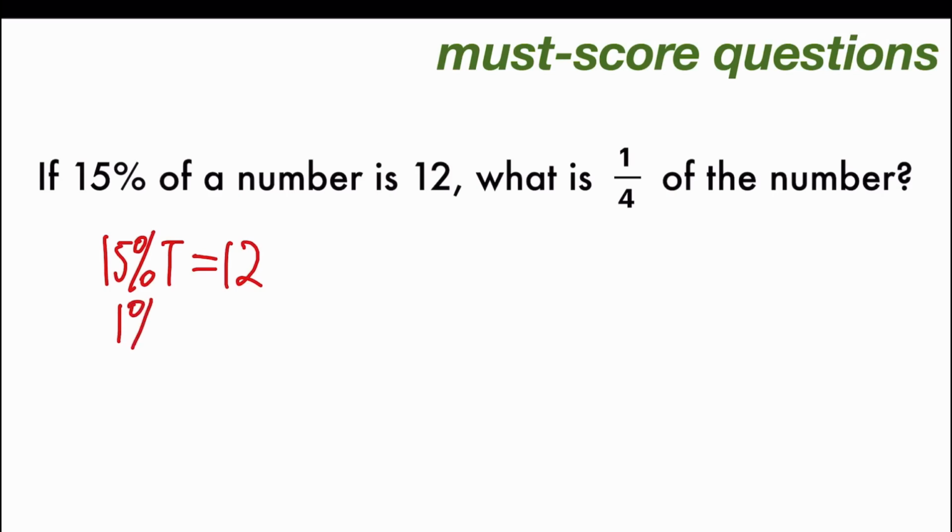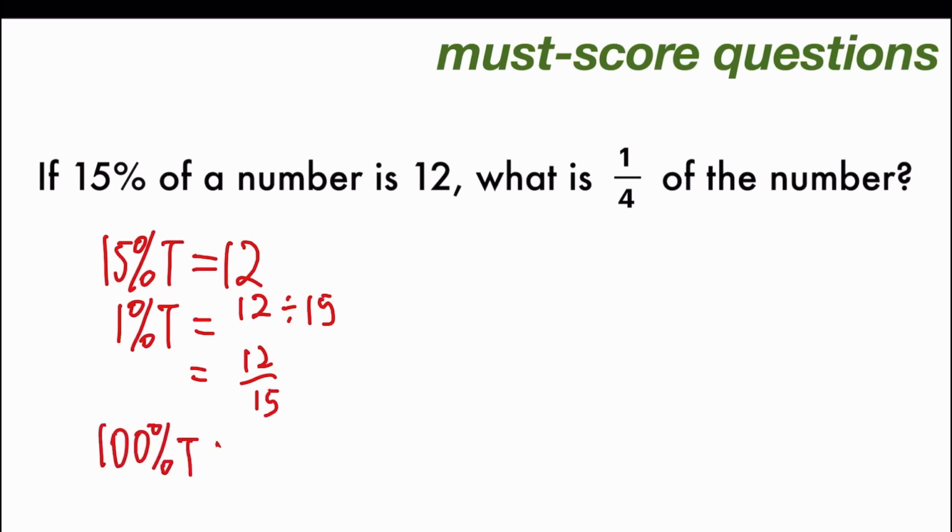Most of my students will change it to 1%. And then they will encounter this: 12 divided by 15. Such a small number divided by a larger number. Then they start to panic, or they might even change it to a fraction. Well, if you're good with fractions, you will still manage to find 100% by taking 12 over 15 times 100. And then you simplify, and ultimately you will get the answer.